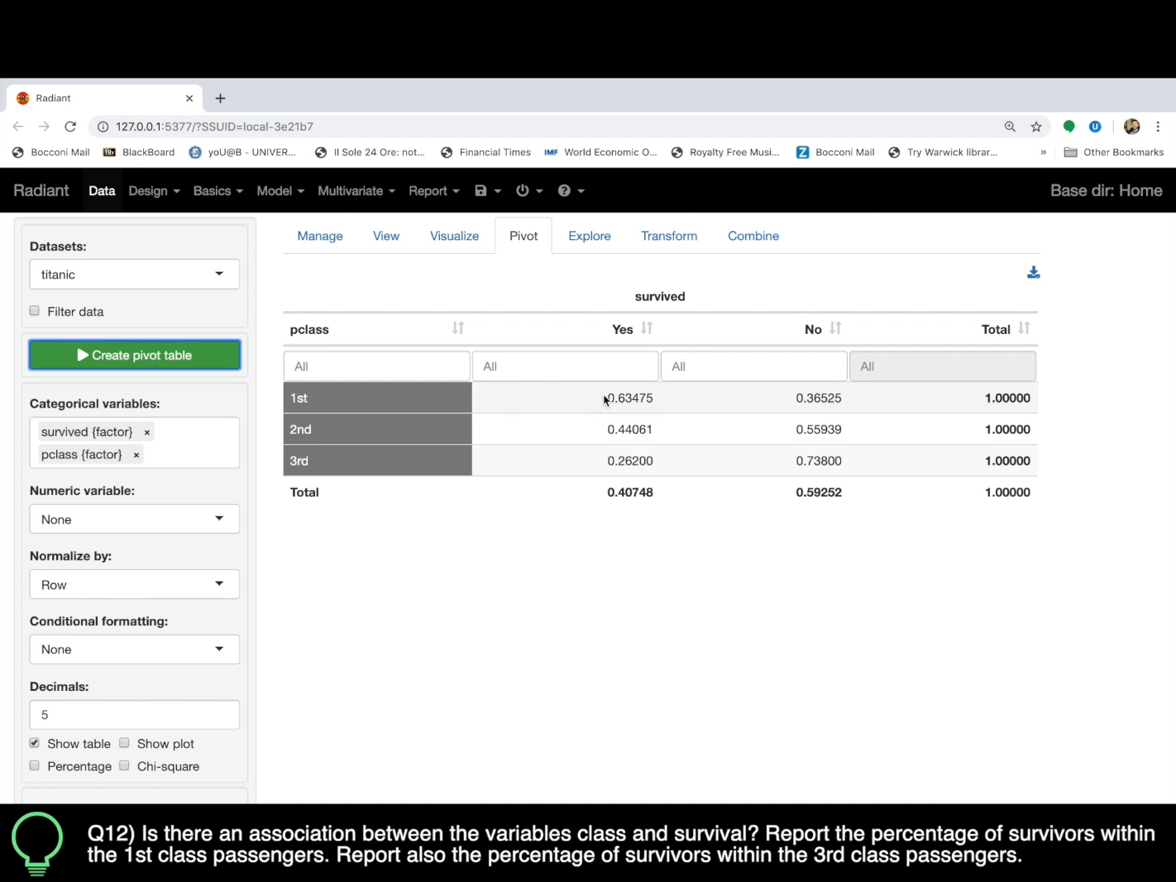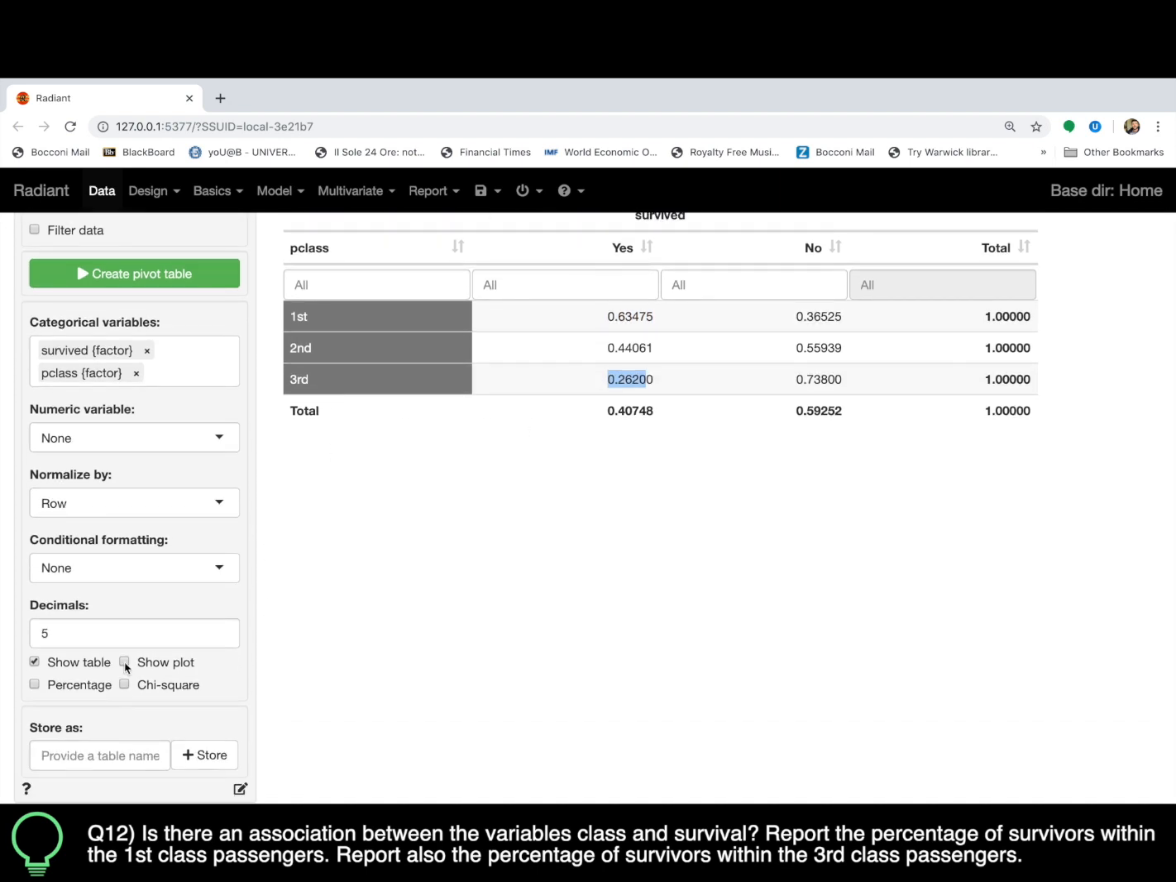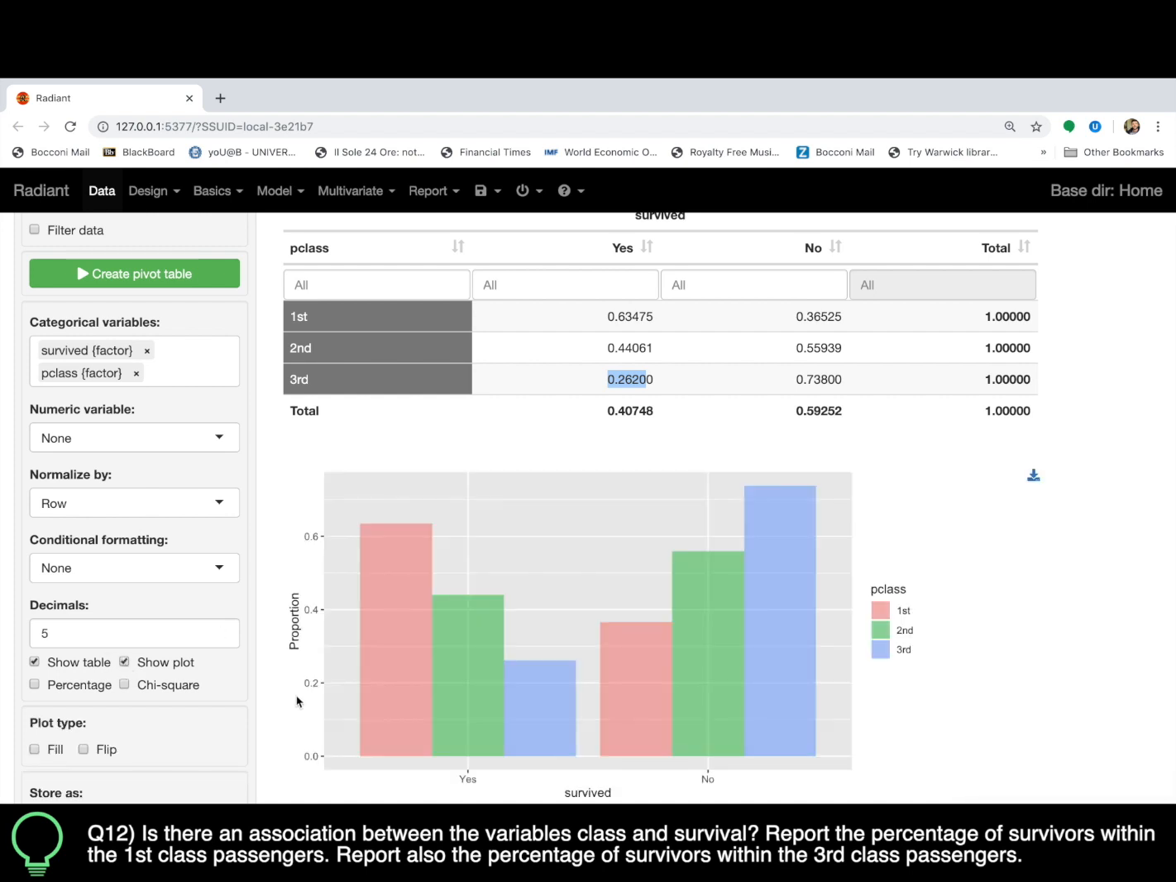It seems obvious that, depending on the class, we have a very different percentage of survivors or not. So definitely there is an association, and in particular for the first class we have a survival percentage of 63.475%, whereas for the third class it's only 26.200%.